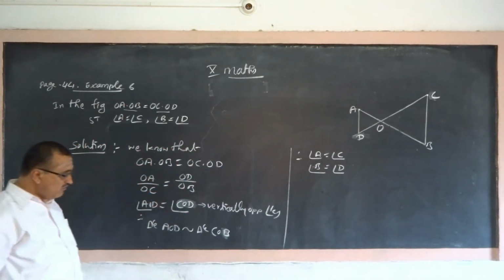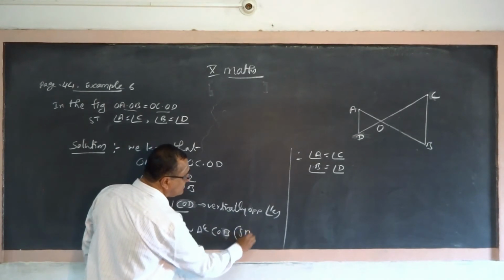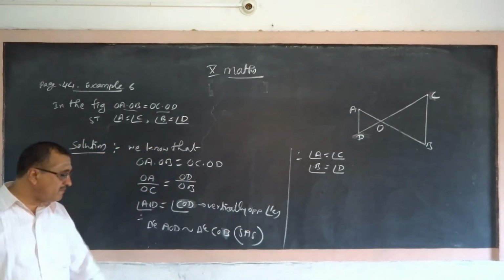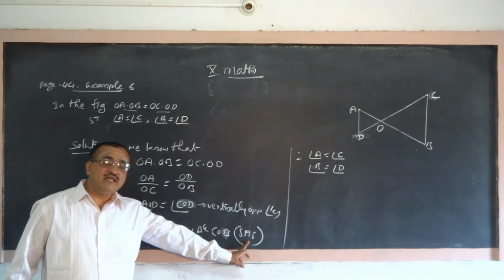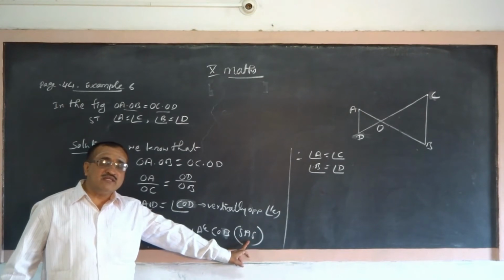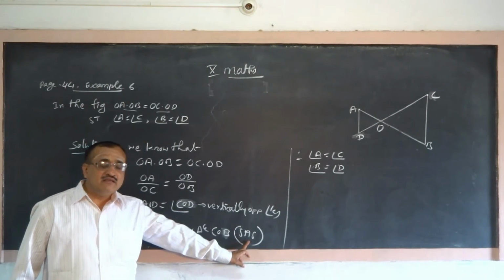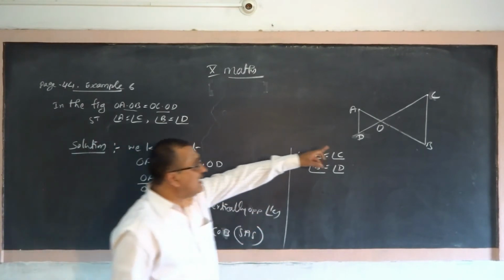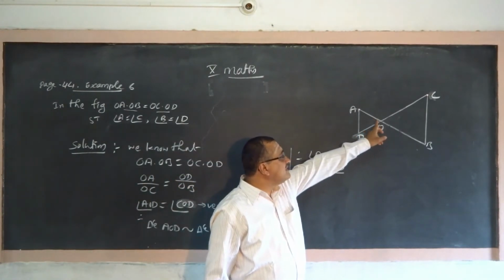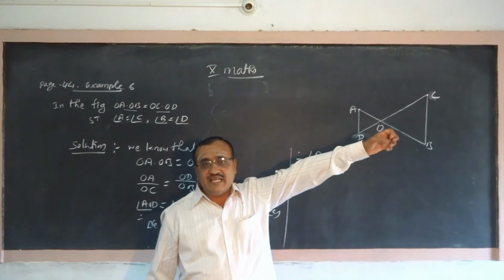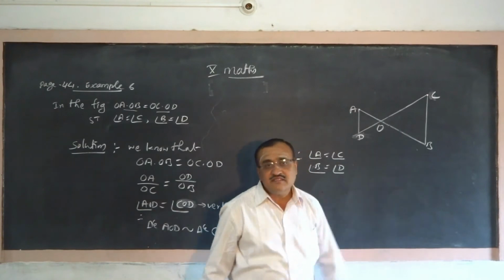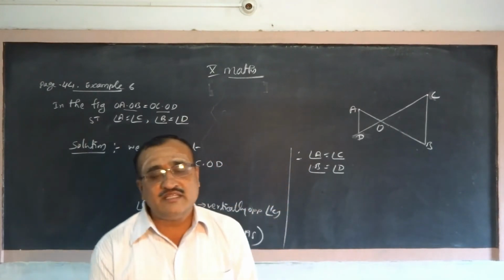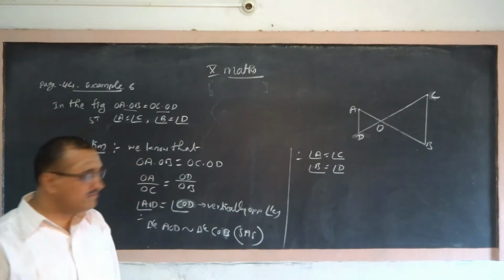So this is the way we can use the SAS criterion theorem. According to this, if one angle of one triangle is equal to one angle of the other, and the sides including those angles are proportional, then the two triangles are similar. So this is one problem.